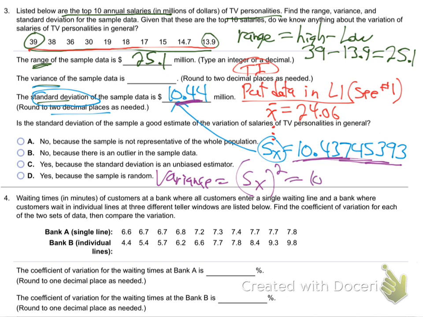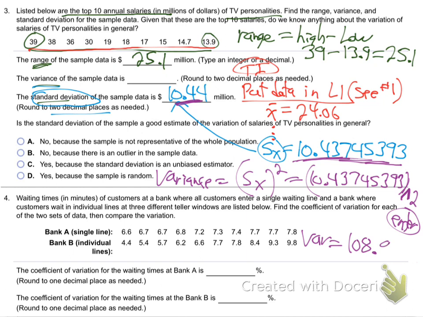So type in 10.43745393 and second power it. Do you know how to do that on the TI calculator? You have to go up arrow to enter. Right, there's an up arrow button. That goes to the power of the second. Enter. And I'm getting, so the variance equals 108.94. And that's the answer they want, 108.94 for the variance.